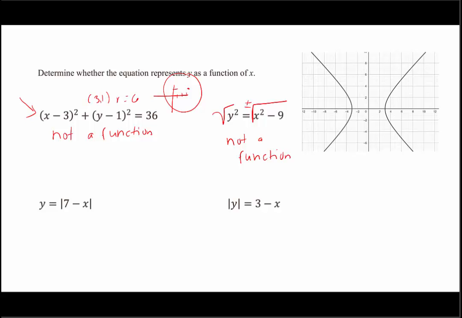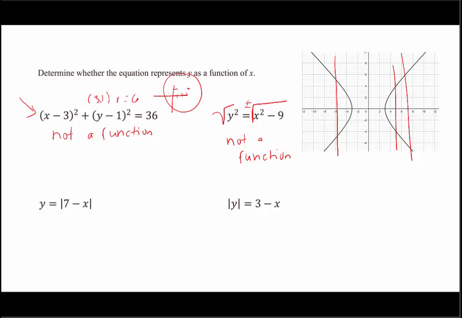And just to verify, we can see the graph. There's the graph. That graph is called a hyperbola. And we can see this will badly fail the vertical line test pretty much everywhere. It fails it right here, it fails it here, it fails it here. Not good, not a function.